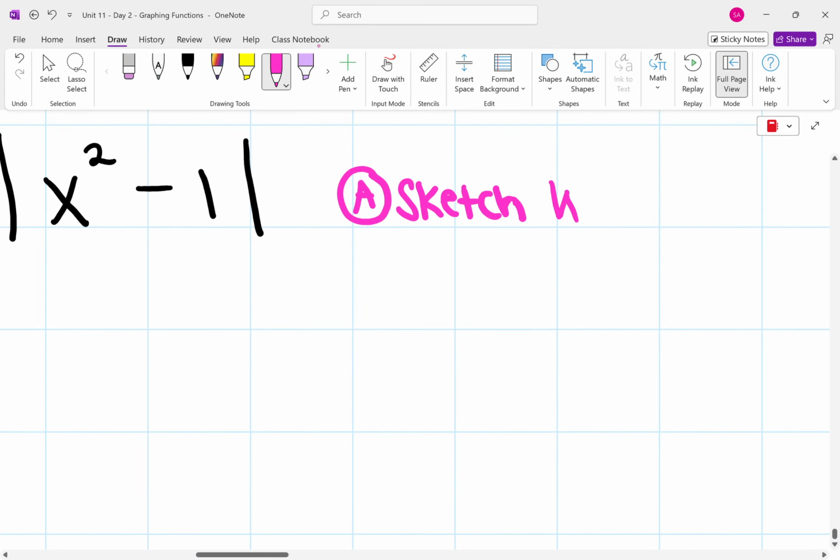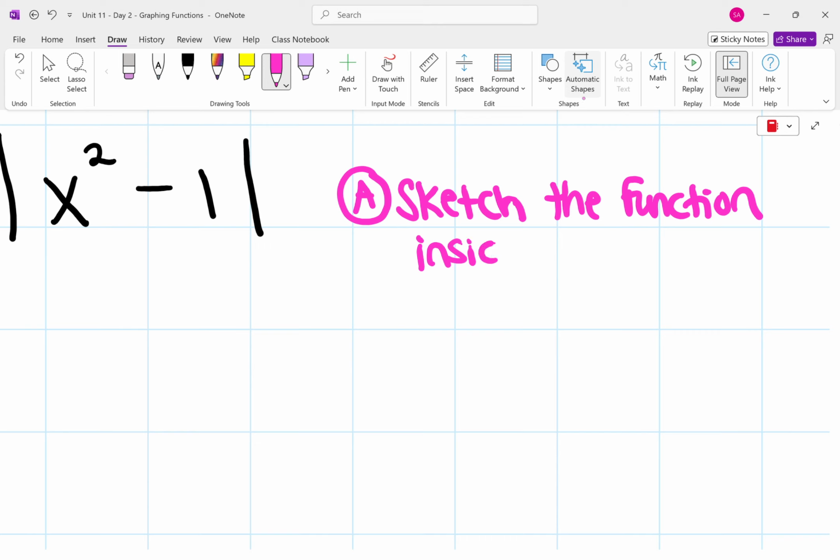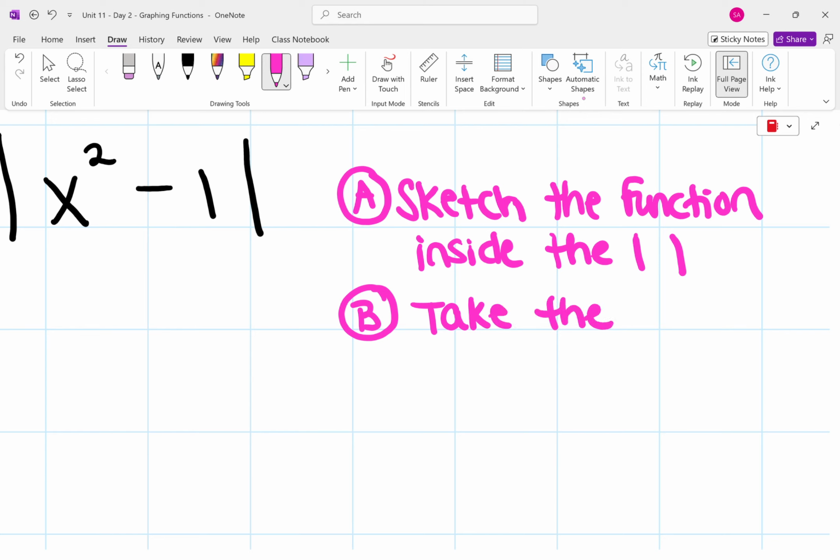Sketch the function inside the absolute value lines. And then after you're done with that, you're going to take the absolute value of it.